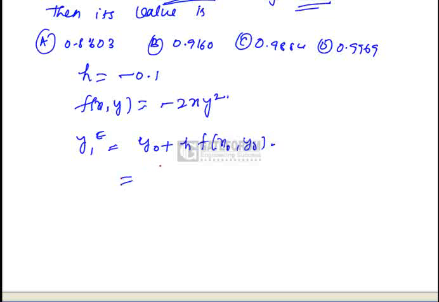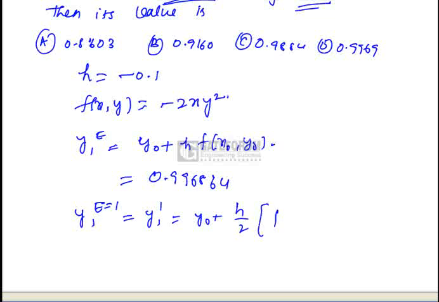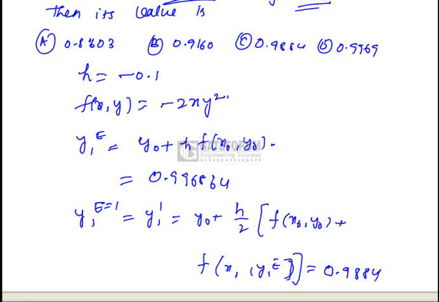Now if we substitute the values, it will be nothing but 0.996864, and also y1 of e, that is, let us take this e as 1 now, that is nothing but y1 of 1 will be nothing but y0 plus h by 2 into f of x0 comma y0 plus f of x1 comma y1 of e. Now if we substitute the values and simplify, the answer will be 0.9884, which is nothing but option C.